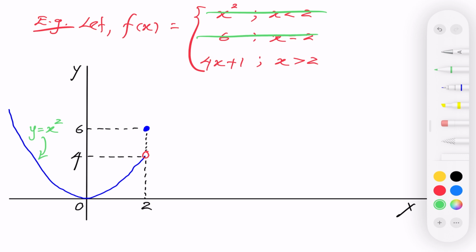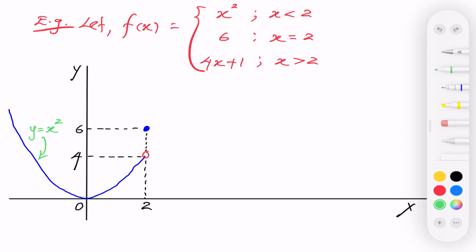We are left with the last one. So the last one is y equals 4x plus 1. That graph exists for the interval x greater than 2. How do you draw that? We know y equals 4x plus 1 is a straight line, and it has a positive slope which is equal to 4, and the y-intercept is equal to 1.